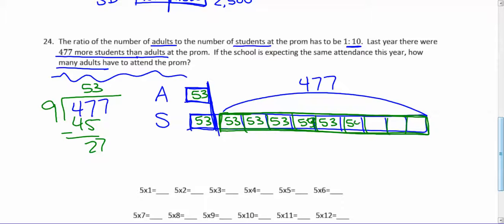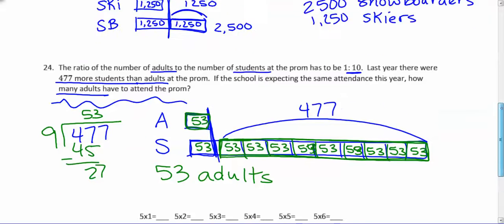I almost did it again. It's warm in here. All right, anyway, I forgot what I was saying, but 53 adults is what you're looking for. That was the question. So 53 adults need to attend the prom. So anyway, I hope this helps you.